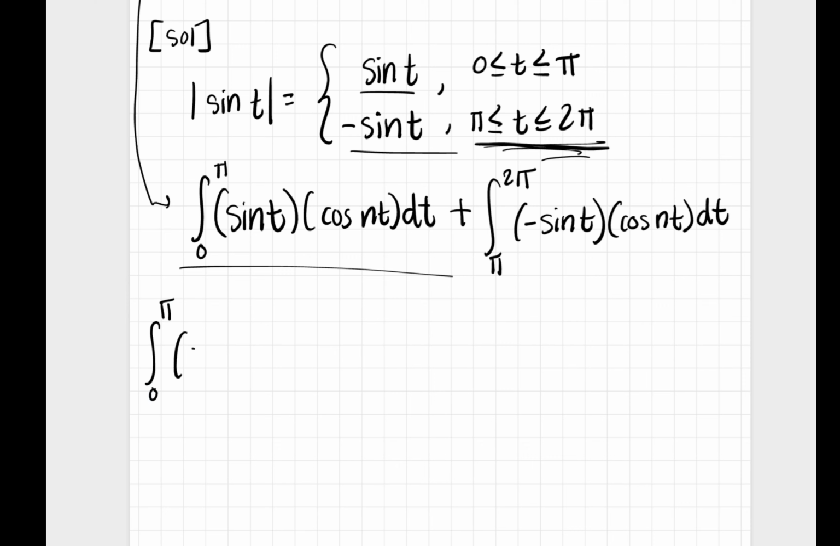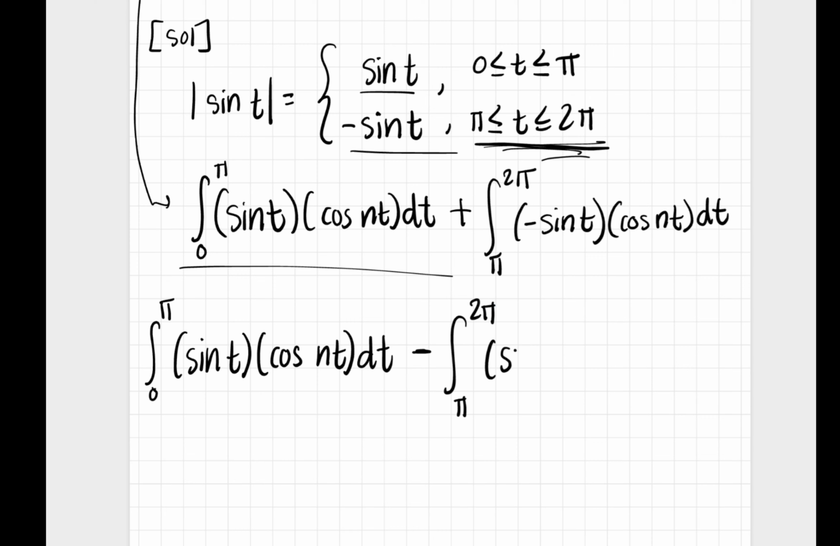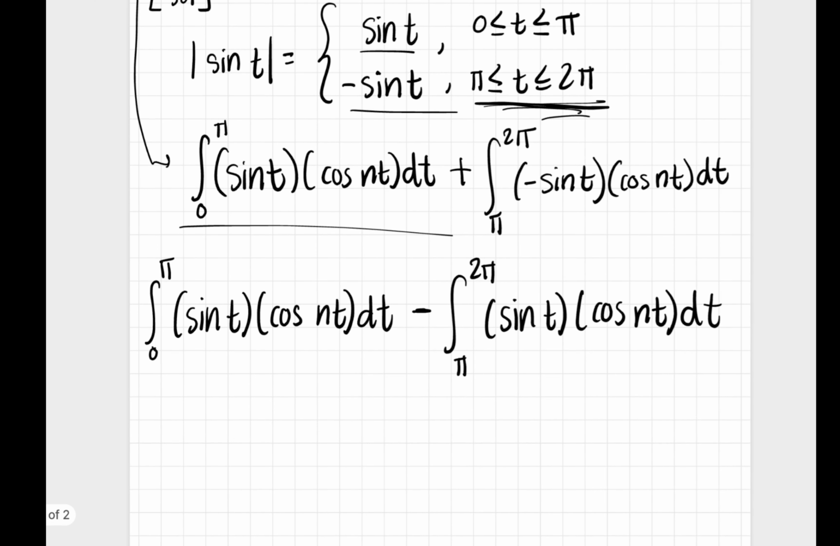So the integral from 0 to pi of sine of t cos of nt dt, and then since this minus 1 is a constant, we can simply take that out. So you get minus the integral from pi to 2 pi of sine of t cos of nt dt. And before you automatically cancel these out, since they look exactly the same, with sine t here and cos nt here and cos nt here, they cannot be canceled out because the lower bound values and the upper bound values are completely different, so don't cancel those out just yet.